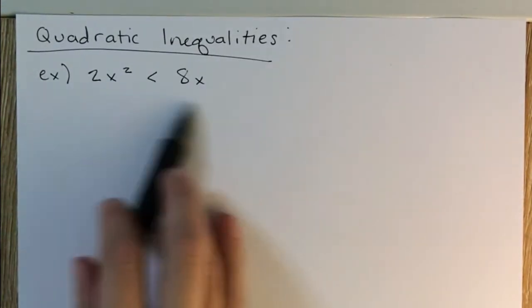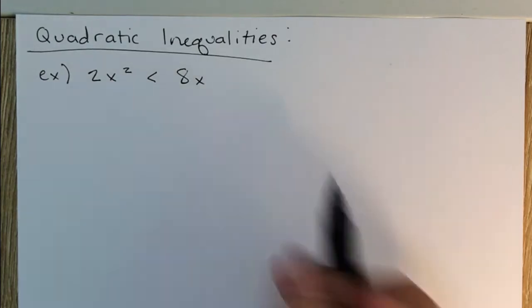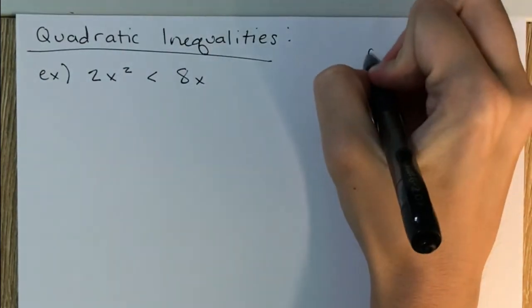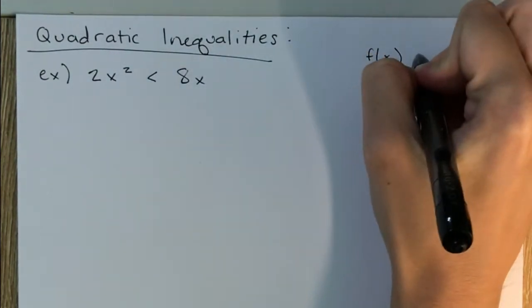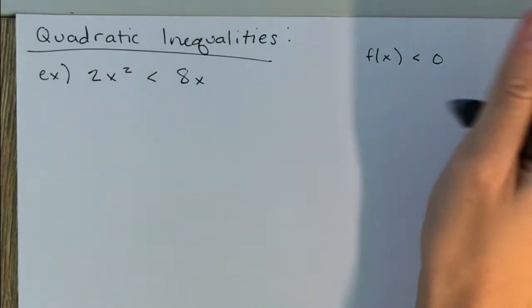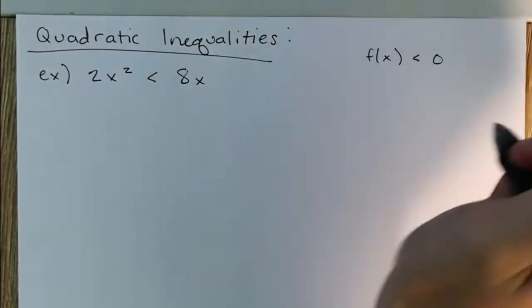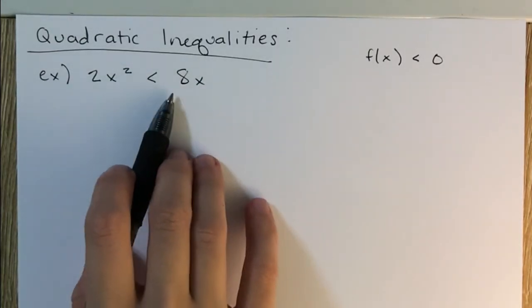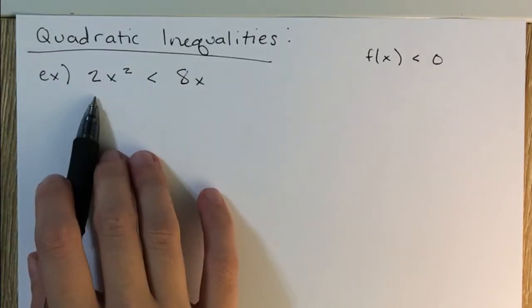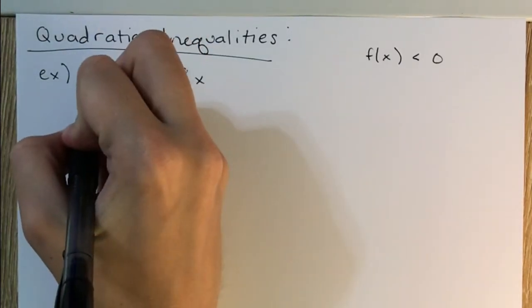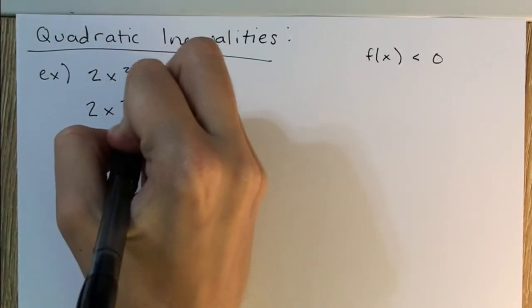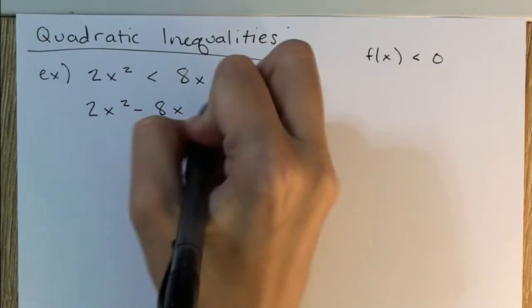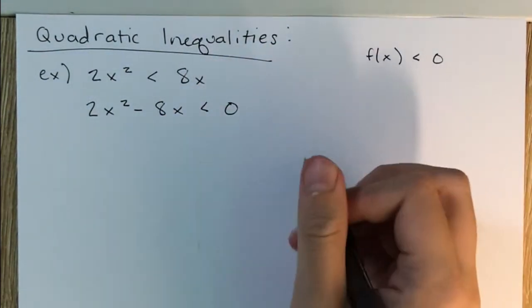This definitely doesn't look like what we've seen before, right? The stuff we've seen before has looked more like, when is f of x less than 0 or greater than or equal to 3 or something like that. So let's see if we can make this look a little bit more like that. So that means we should move everything over to one side. We've got 2x squared minus 8x is less than 0.